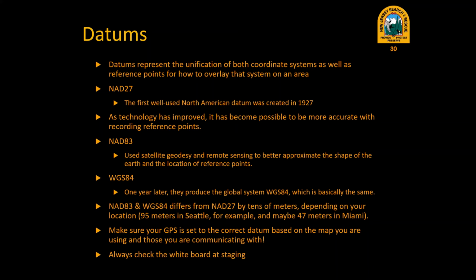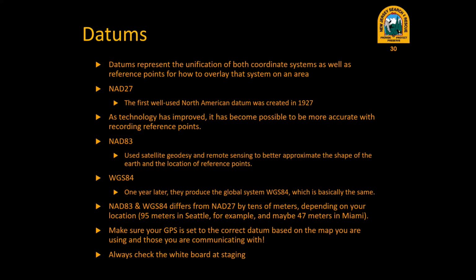It is vitally important that before you go out into the field or before you communicate coordinate systems to anybody, you make sure that your GPS device is set to the correct datum based on the map that you are using. If you're given an NAD 27 map, it needs to be set in NAD 27. If you're given a US National Grid map, it needs to be set in NAD 83, because US National Grid is standardized on NAD 83.